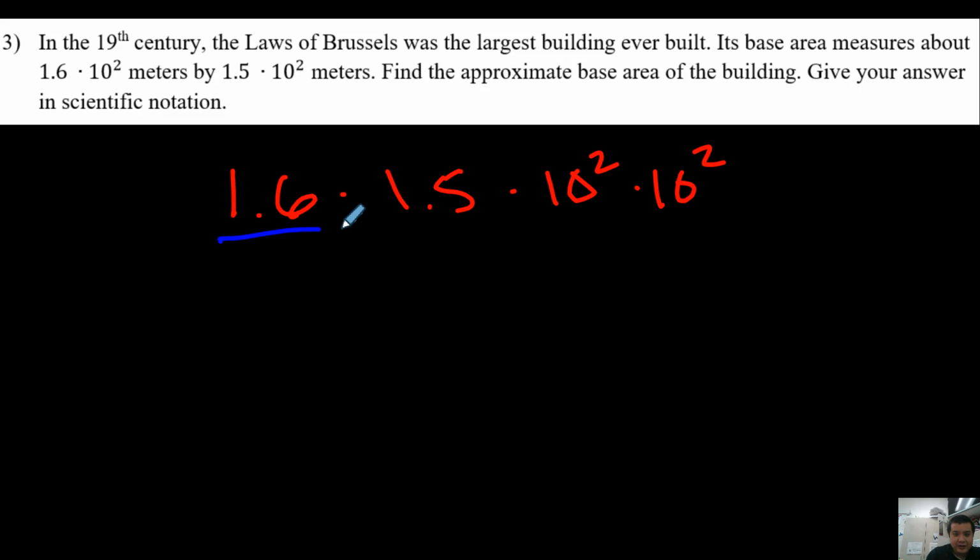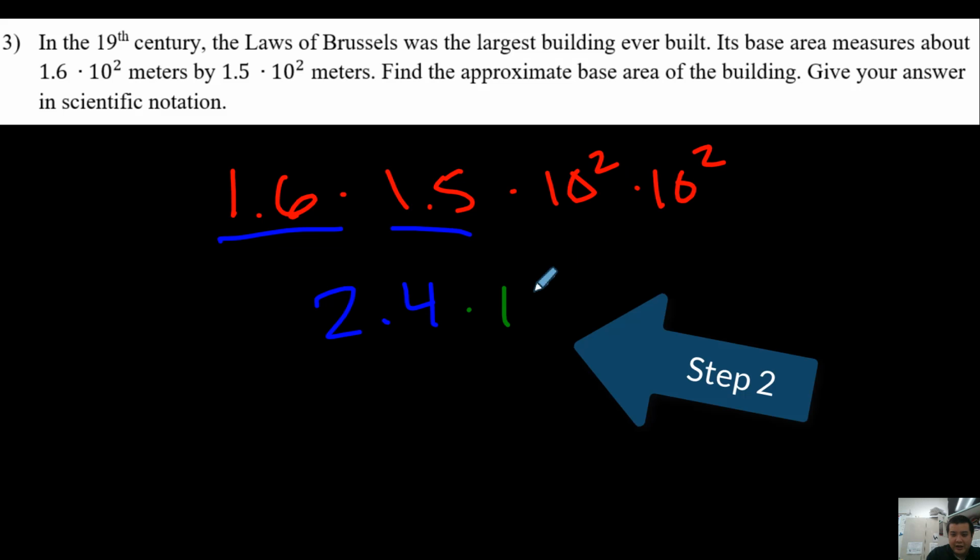Now we will multiply the coefficients, 1.6 times 1.5. That is going to get us 2.4. Then we're going to multiply the base 10s together. 10 to the second times 10 to the second is 10 to the fourth. It's already in scientific notation, so we don't need to change it. And again, we have square meters.